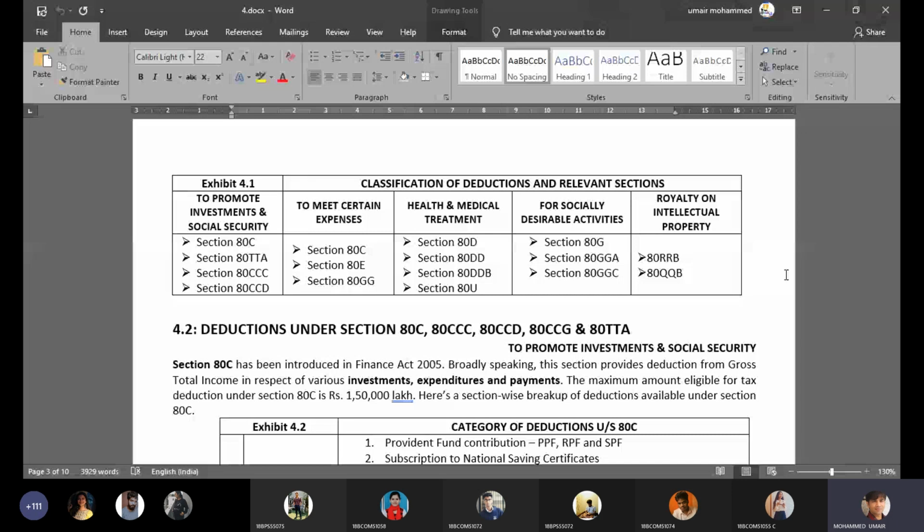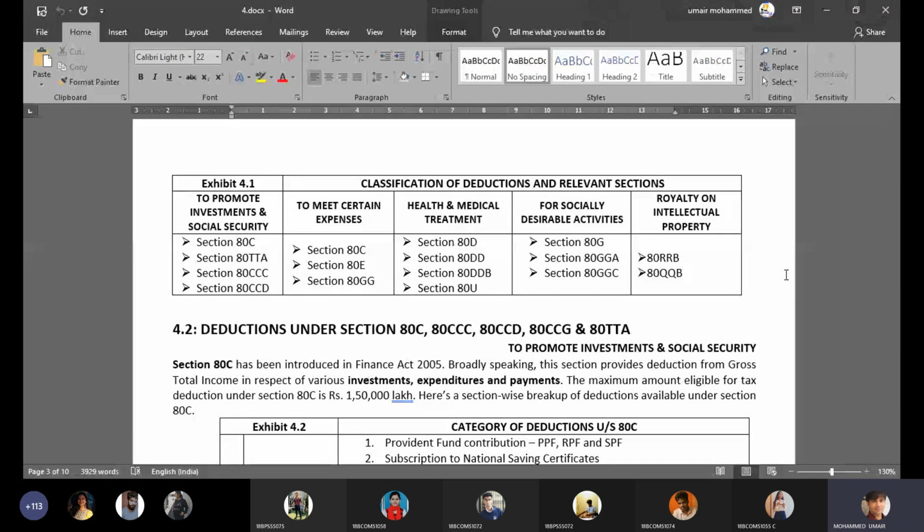So in yesterday's class we have done 80C, 80CCC, 80CCD, which has two clauses: clause 1, in which the pension is contributed towards a government scheme by the employer and employee, and 80CCD(1B), which includes voluntary contribution towards NPS or Atal Pension Yojana.